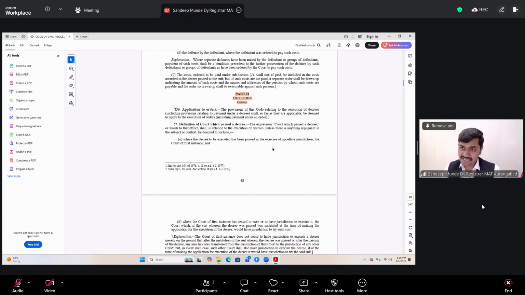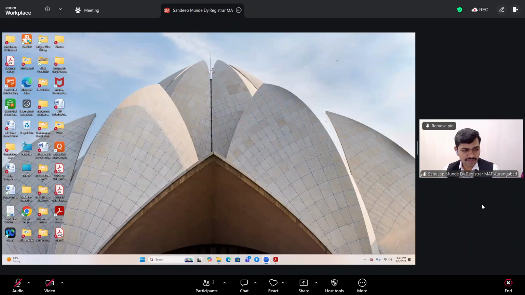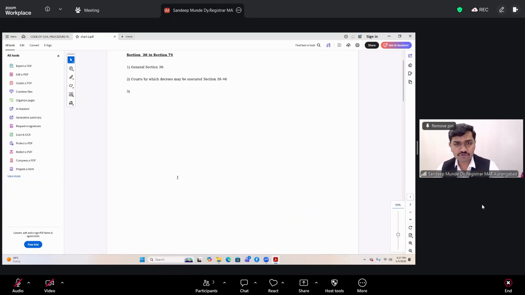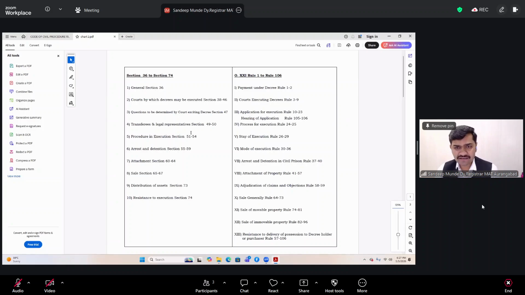and the distribution of assets, section 73, when there is more than one party in whose favor a decree has been passed, in which capacity he may get the decree, what is the concept of distribution of assets. So I have prepared one chart to show in a simple way how to get detailed knowledge with regard to execution proceedings. This chart contains all the subheadings under the Code of Civil Procedure dealing with execution proceedings.